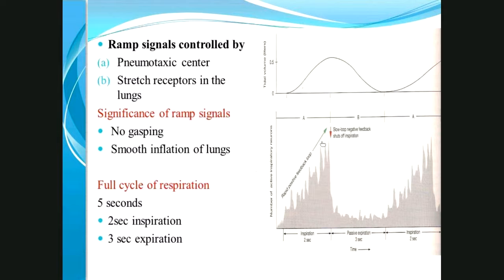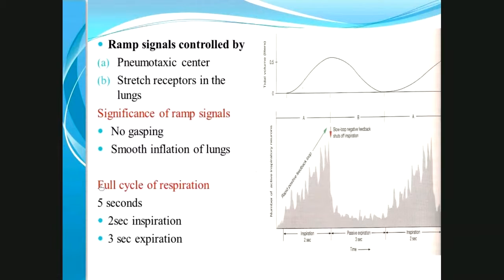So these muscles will not contract fast. They will contract slowly by the ramp signal generated from the respiratory group of neurons in the respiratory center. So this will make a gradual expansion of the chest, so a smooth inflation of the lungs, and there will be no gasping by this ramp signal. I hope it's clear now.